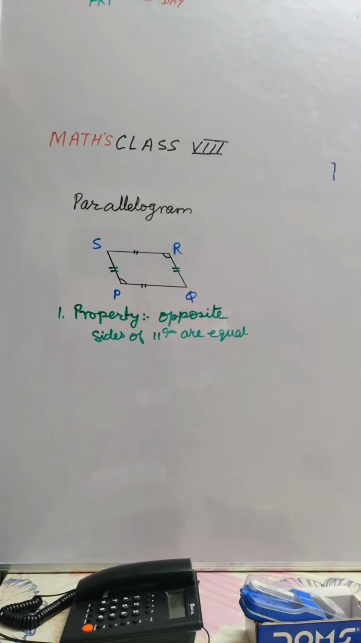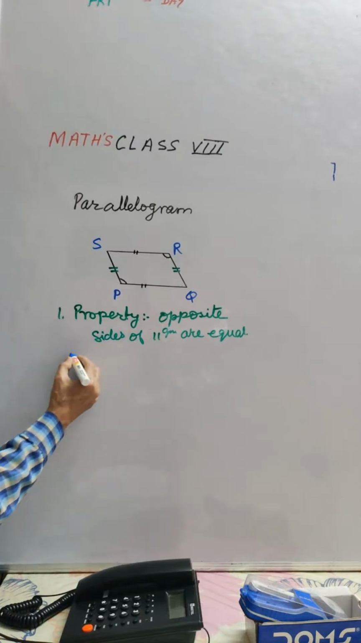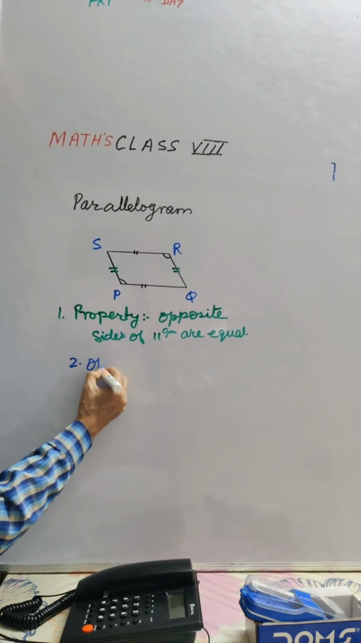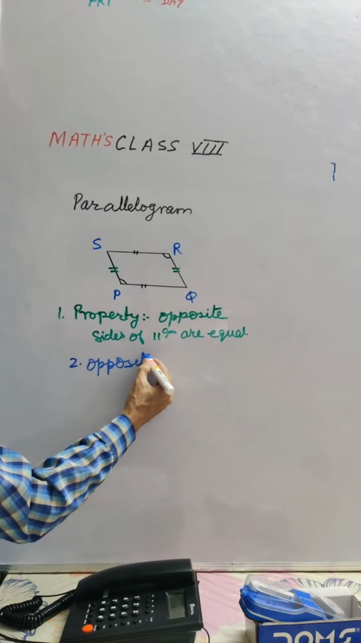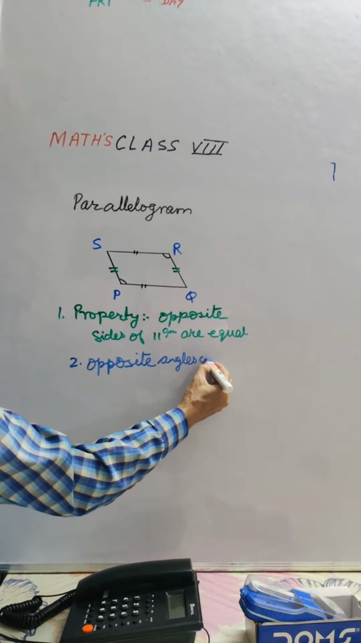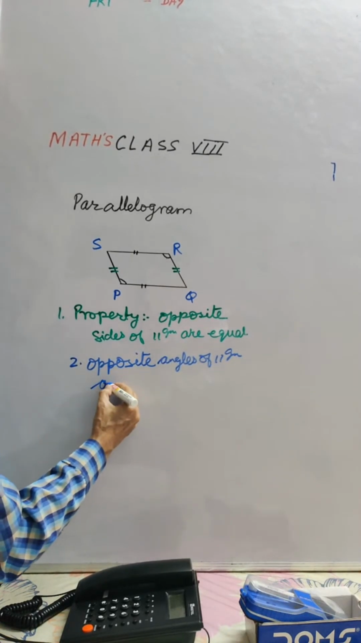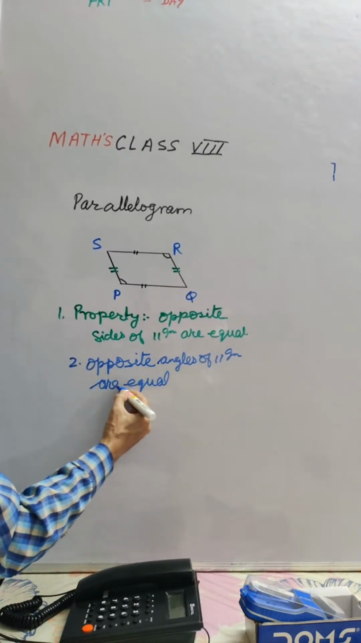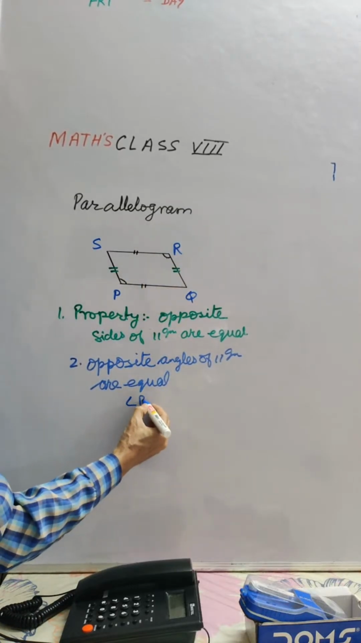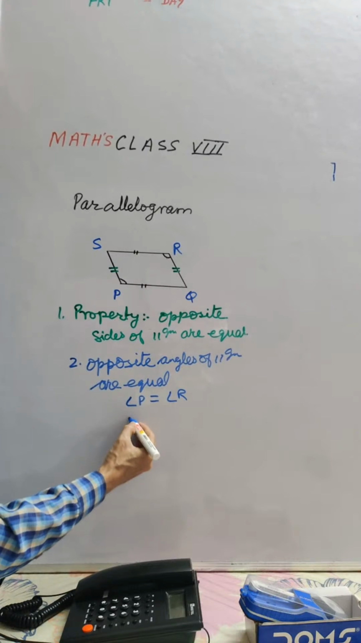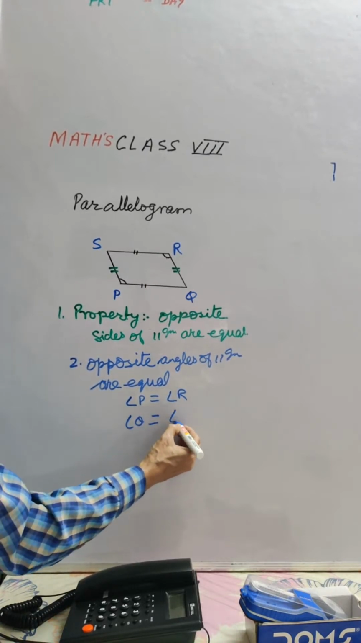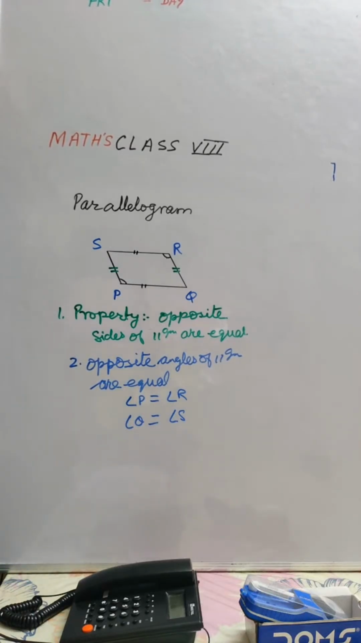Property number 2. Opposite angles of parallelogram are equal. Means that angle P is equal to angle R, and angle Q is equal to angle S. This way opposite angles of parallelogram are equal.